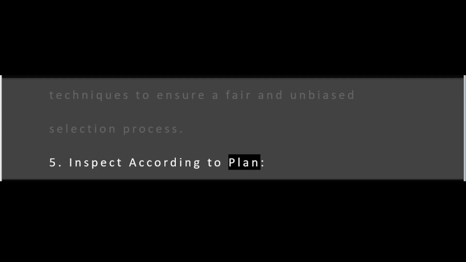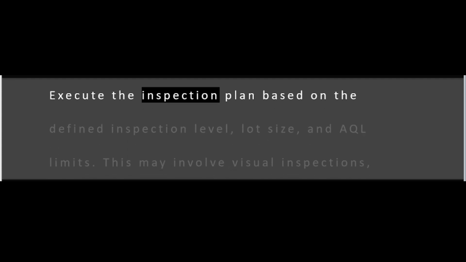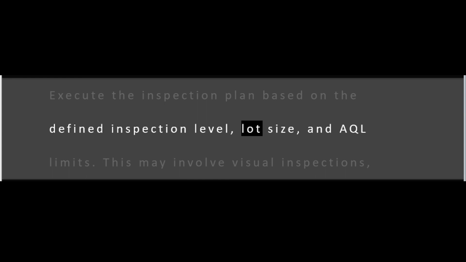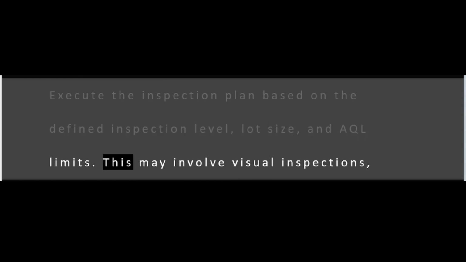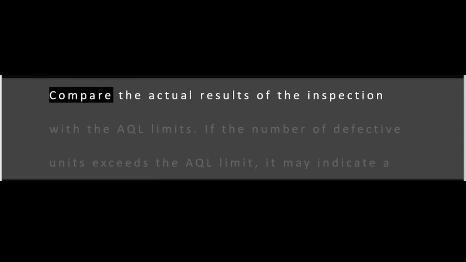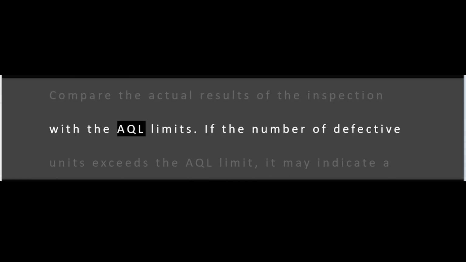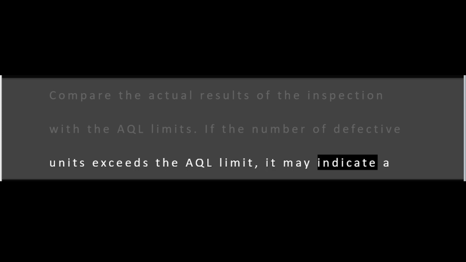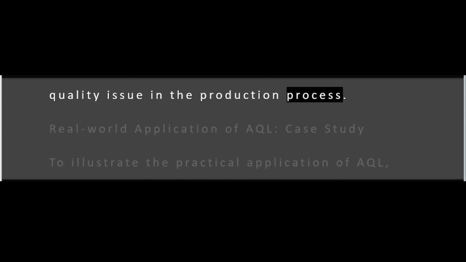5. Inspect according to plan. Execute the inspection plan based on the defined inspection level, lot size, and AQL limits. This may involve visual inspections, measurements, or other quality checks depending on the nature of the product. 6. Evaluate results. Compare the actual results of the inspection with the AQL limits. If the number of defective units exceeds the AQL limit, it may indicate a quality issue in the production process.